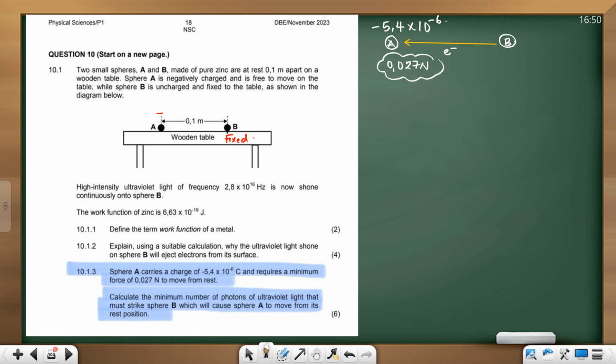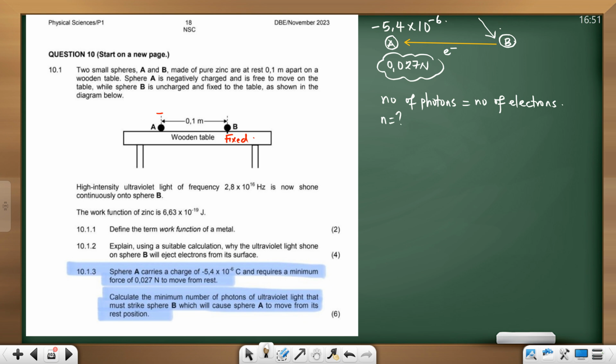My dear learners, start from what you are looking for. Calculate the minimum number of photons. We're looking for the number of photons of ultraviolet light that must strike B. Let's start like this. The number of photons would usually be equal to the number of electrons ejected. So basically, the examiner is saying, calculate the number of electrons that will be ejected. We are looking at N.